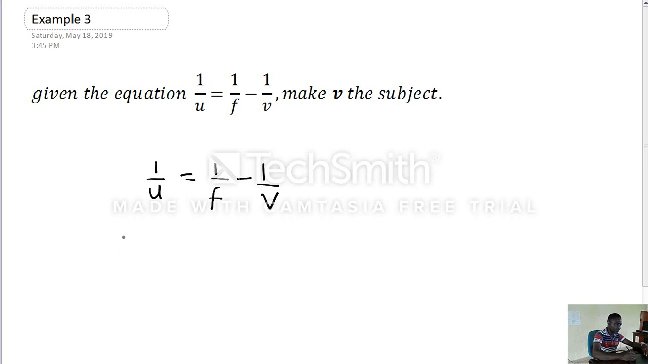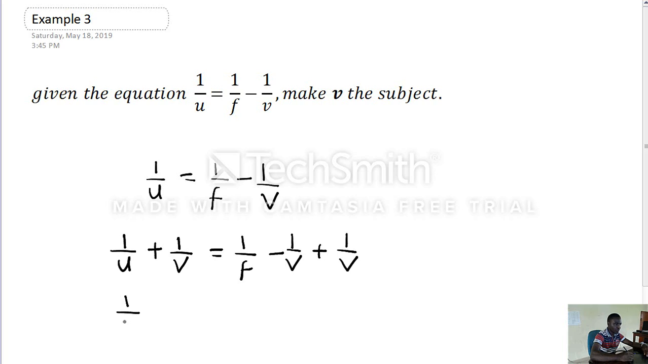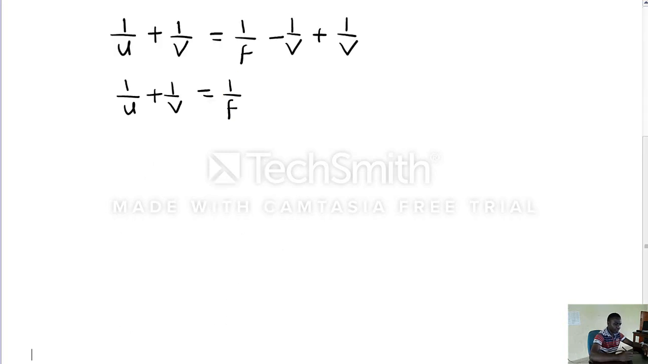So this is going to be 1 over u plus 1 over v being equal to 1 over f minus 1 over v plus 1 over v, of which minus 1 over v plus 1 over v is 0, and this can be simplified to be 1 over u plus 1 over v being equal to 1 over f. I have succeeded in moving 1 over v to the left hand side of the equation.